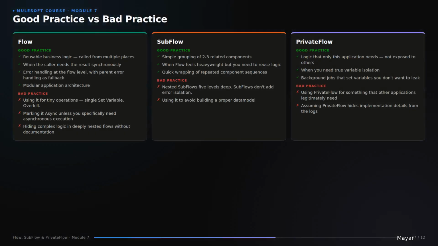Good practice. Use flow for reusable business logic that multiple endpoints or flows call. When the caller needs the result synchronously and you want to modularize, use subflow for simple grouping of related components. Use private flow when the logic is internal to this app, and you need variable isolation. Bad practice. Marking a flow as async unless you specifically need asynchronous behavior. Using private flow for something other applications legitimately need. Nesting flows 5 levels deep without documentation. Or using a flow to avoid building a proper data model.